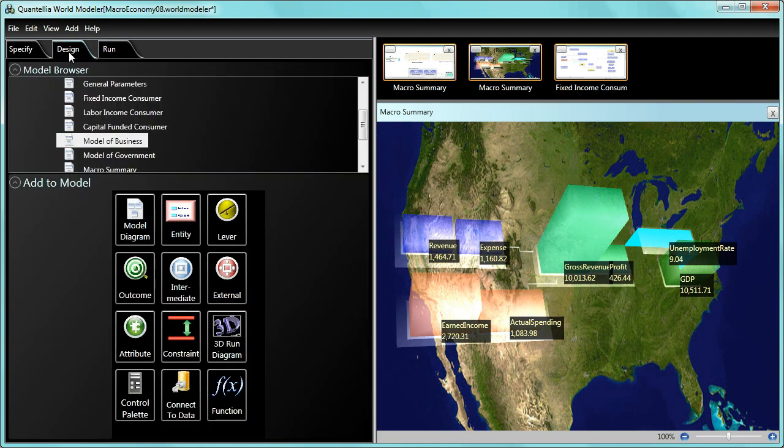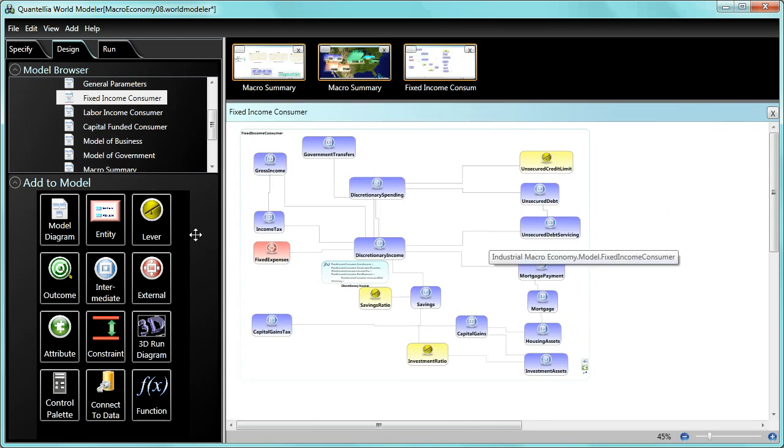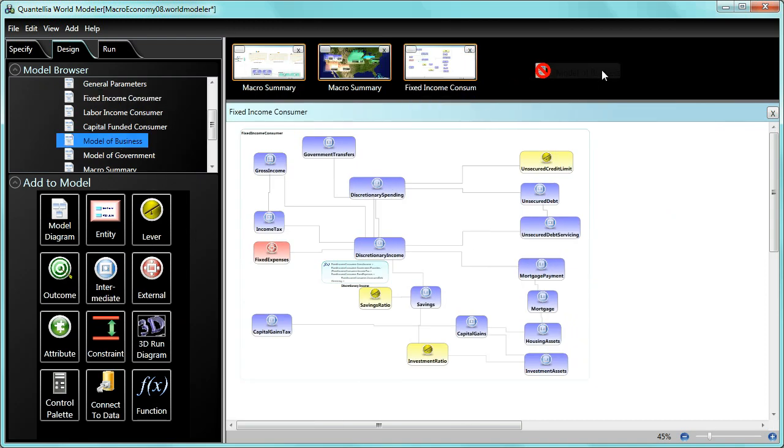What we can do with this model is we can drill down into some of the specific parts of this. What does the engine look like? Let's open up the hood. And underneath the hood of this thing, we have a model of how fixed income consumers operate, how their money flows. We have a model of businesses and how inventories interact with production and how those interact with sales.